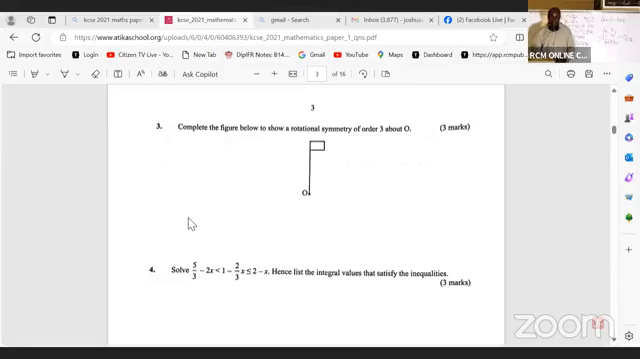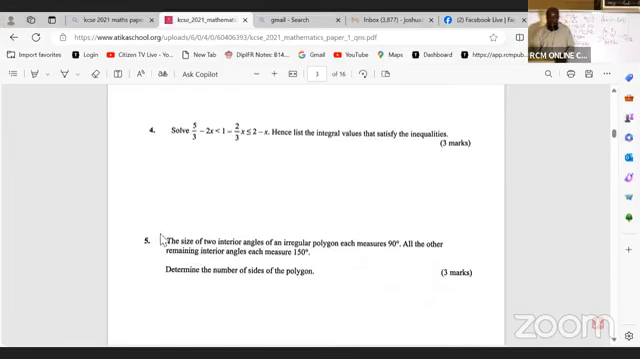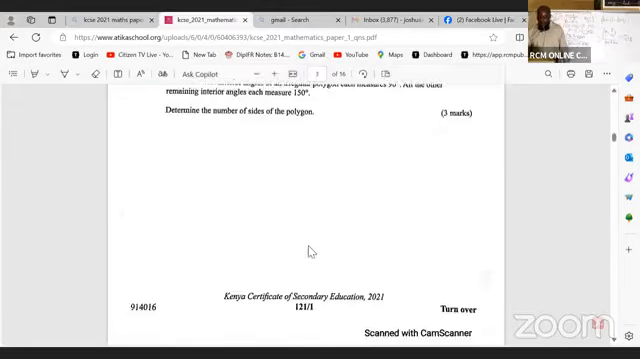remember you have an assignment. You should do 2 of them, 4 and 5. Especially the guys who are going to sit for their KCSE, I want to see these questions done. Like this one, over 4n minus 90, whatever, very easy. The size of 2 interior angles, 4 and 5. Take a snapshot. Determine the number of sides of the polygon. Very, very important.